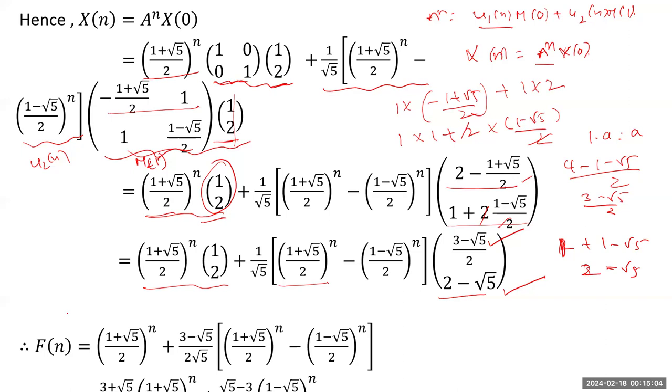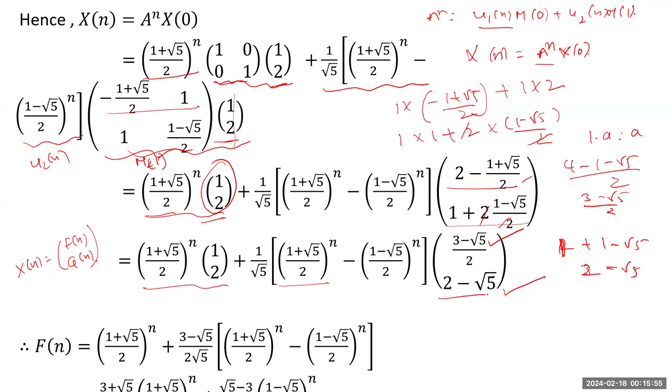Then the f of n is, what is our f of n? That is our solution. X of n is our solution, f of n. You know that x of n is equal to f of n and g of n. So based on that one, you can write what is the f of n, right? And substitute that f of n is equal to 1 plus root 5 over 2 to the power of n plus 3 minus root 5 over 2 times root 5, times square bracket 1 plus root 5 over 2 to the power of n times this vector.